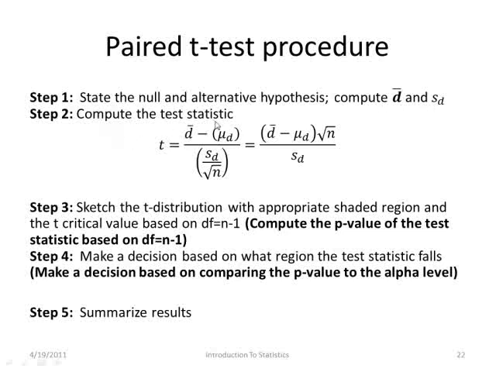We're going to compute our test statistic, which we've just discussed. And then we're going to sketch our t-distribution with the appropriate shaded region, that is upper, lower, or both tails, and compute our t-critical value based on degrees of freedom n minus 1. Step number 4, we'll make a decision based on what region our test statistic that we computed in step 2 falls in. And then finally, step number 5, we're going to summarize our results.